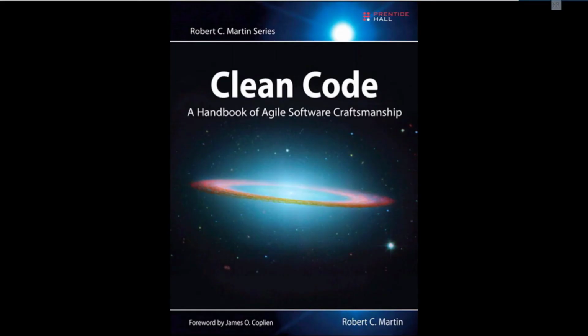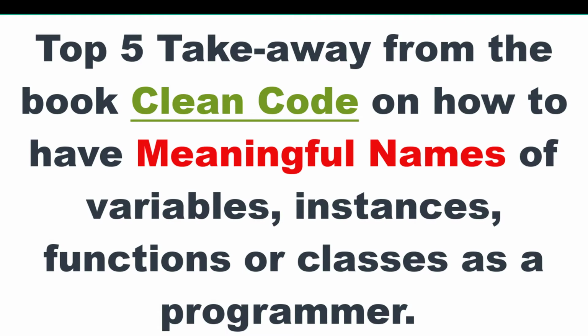I have recently read the book Clean Code by Robert Cecil Martin. He's also known as Uncle Bob, a best-selling author, instructor and software engineer with more than 30 years of experience. After reading the book, I thought I could make a video on the lessons learned from it. So in this video, I'll discuss the top 5 takeaways from the book on meaningful names of variables, methods or classes, things that are used in programming. So let's dive into that one by one.